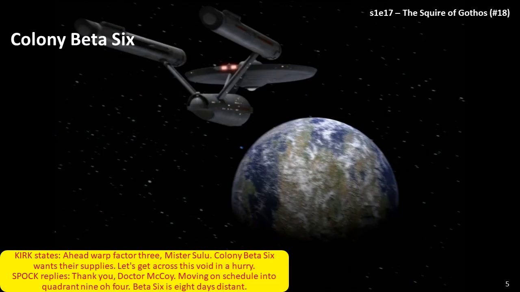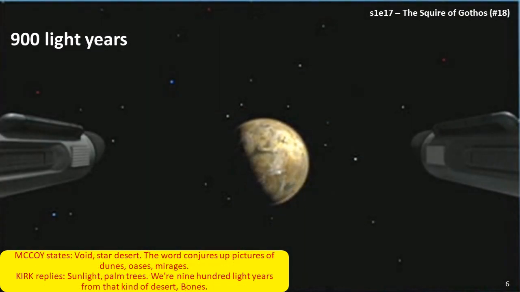Another colony planet is mentioned, called Colony Beta 6. No details are provided about the colony planet, apart from the fact it needs supplies, and it's on the other side of some form of void. The Earth is 900 light years away, which is confirmed later. Because Spock is surprised the planet was not identified earlier, there must be some traffic in this part of space.